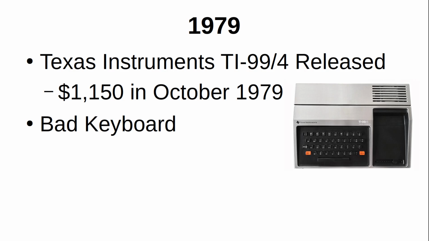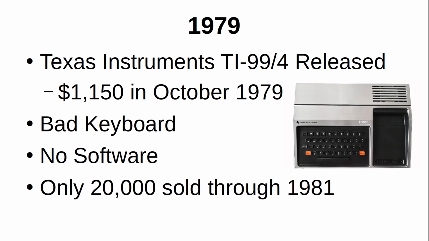Bad keyboard. It just had little calculator-style chiclet buttons on it. There was almost no software that came out for it, unlike, say, the Atari 800, which had all sorts of games, and then the Apple II and the TRS-80 were all gaining speed. The Tandy Color Computer was about to come out. All these systems were coming out with all sorts of software, but not so much for the TI 99-4. And ultimately, through 1981, these first couple years on the market, they only sold about 20,000 of them.